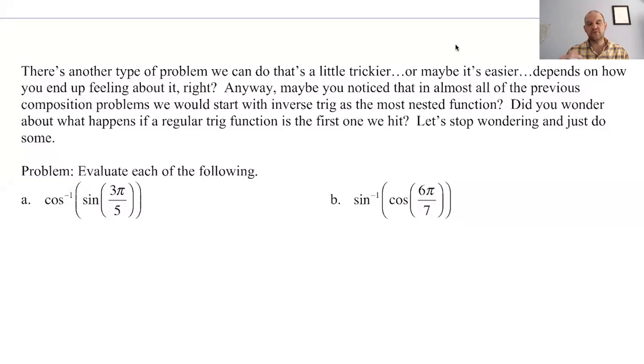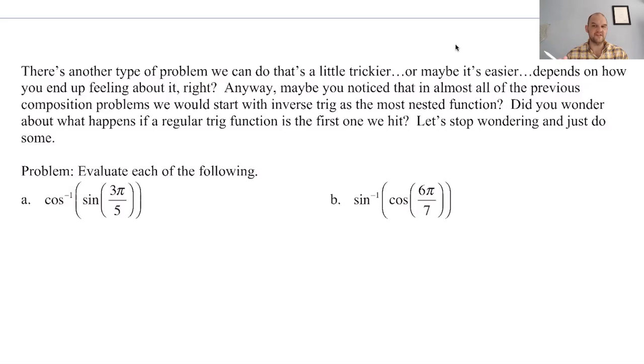composition that we've done previous to this page has ended on a regular trig function. Like the final thing we did was find the tangent of something, the sine of something, the cosine of something, whatever, normal trig functions. On this page, they're ending with inverse trig functions, which is kind of weird because the inverse trig of something is an angle. The answers to these are going to be angles. They're not going to be ratios.